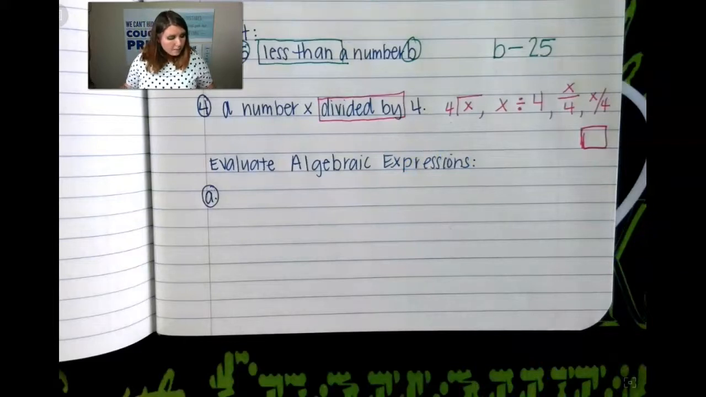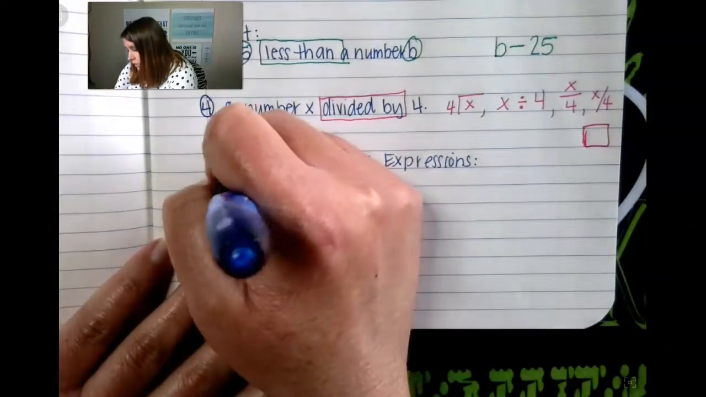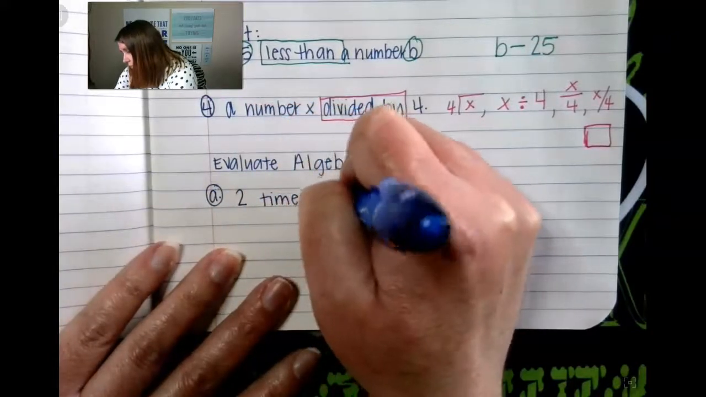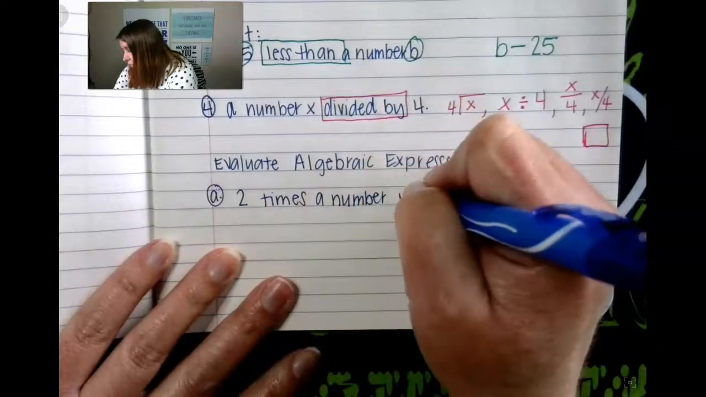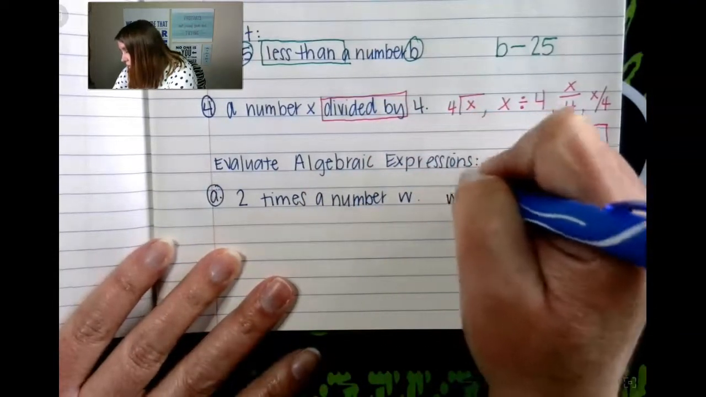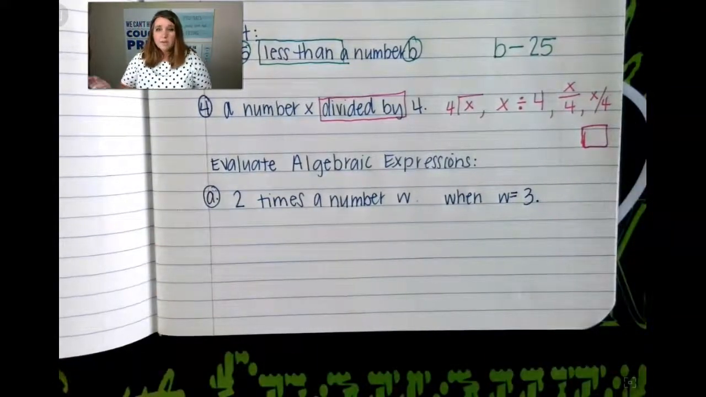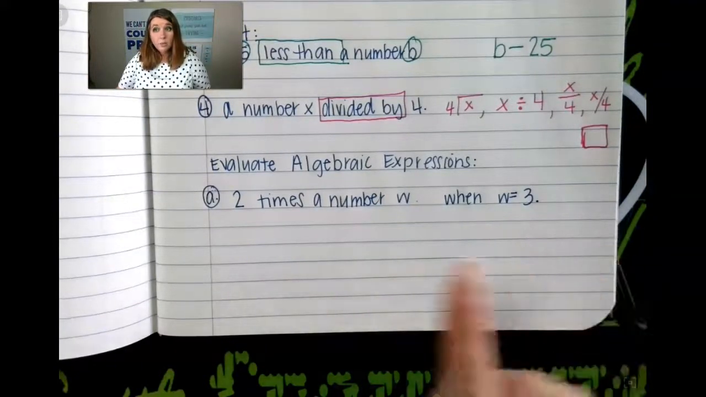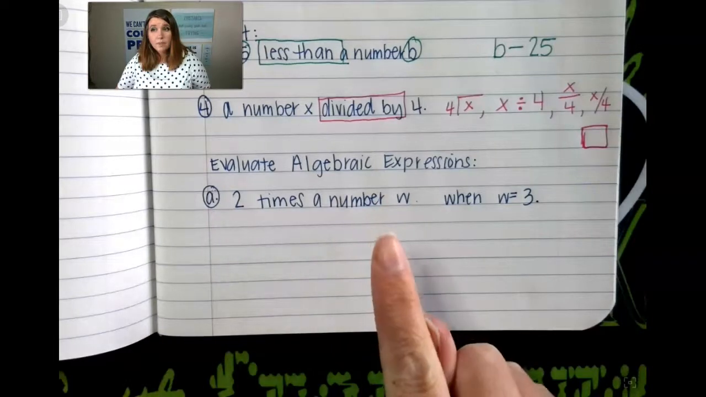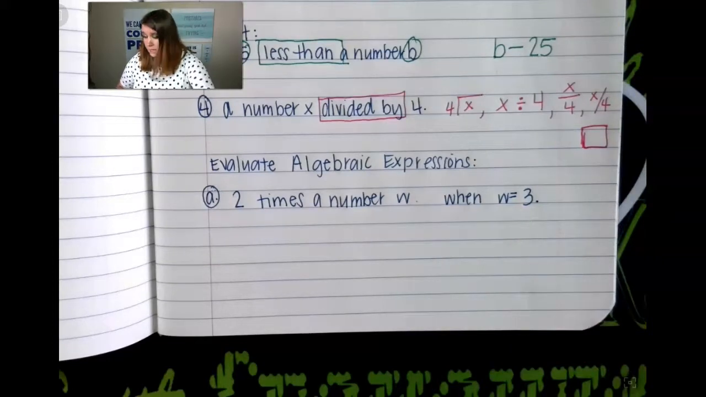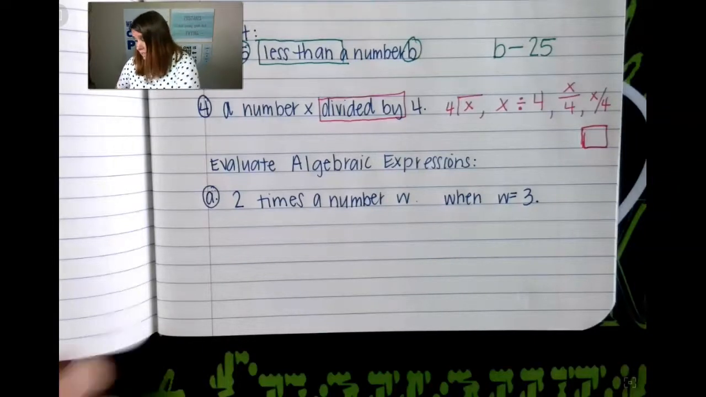Okay. Let's see here. 2 times a number W when W equals 3. Okay, so now what you have to do is you are going to write an algebraic expression, and then you have to substitute. So this is a two-parter. This is like a two-stepper, not the dance. Still doing math, okay?